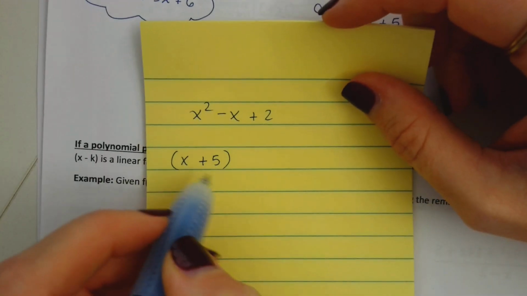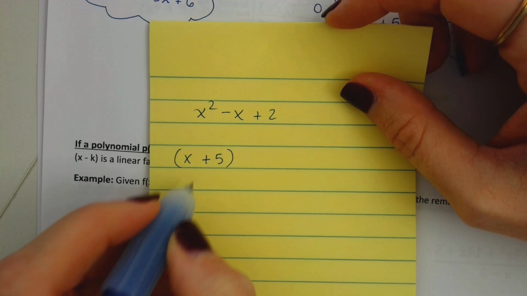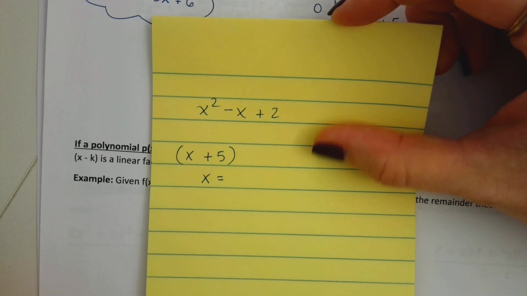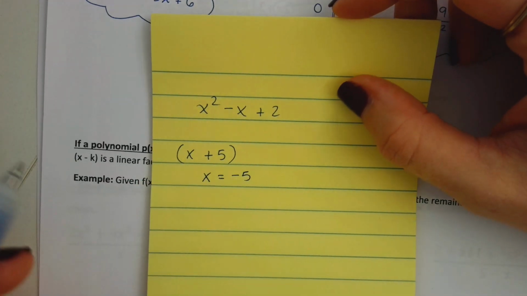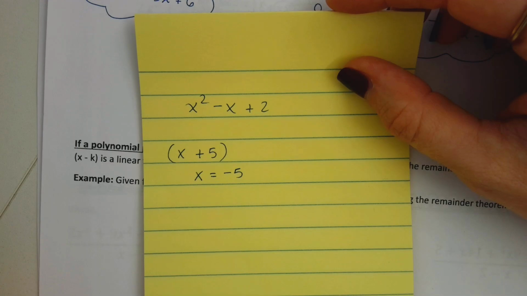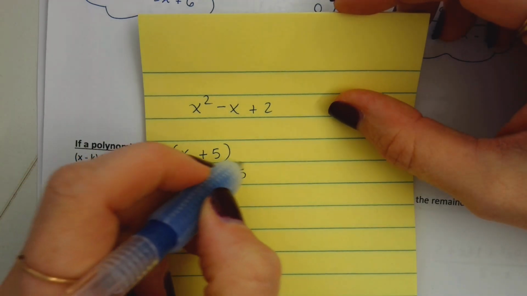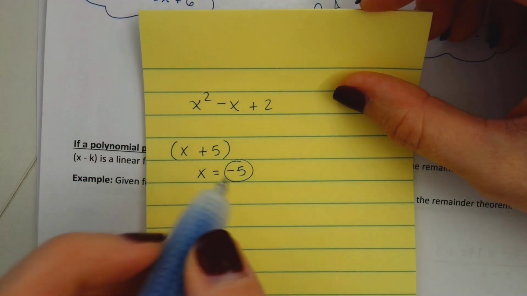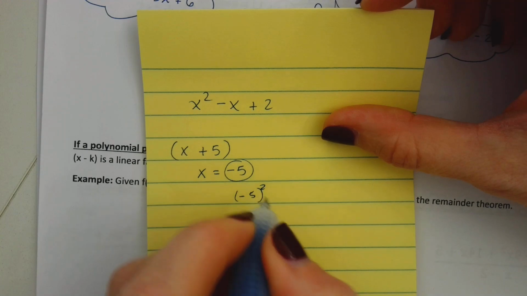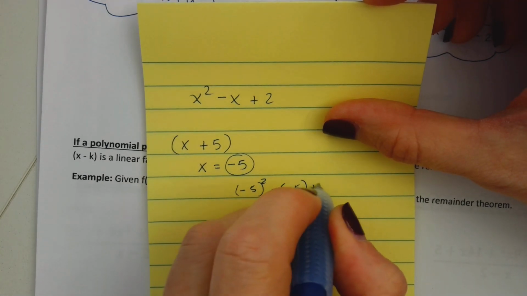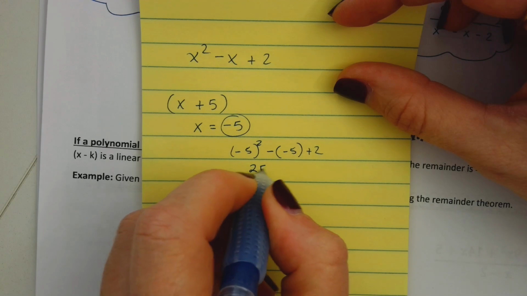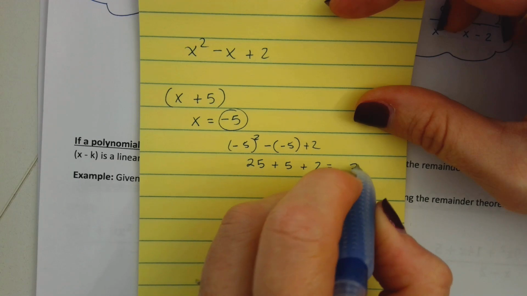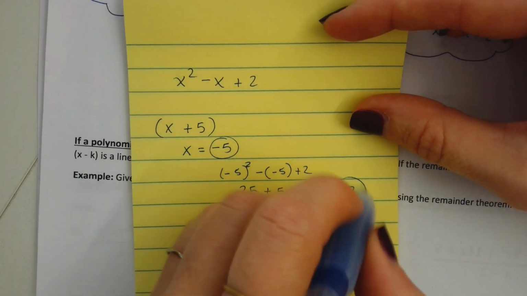Okay? It's saying that if you take the solution to this little factor, so if you took this factor, set it equal to 0, and solved it, what would be its solution? X equals -5. So it's saying that the remainder that you would get if you actually did the long division is the same number that you would get if you just take this -5 and plug it into the formula. So if you take this -5 and plug it in here, we would get -5 squared minus -5 plus 2, which would be 25 plus 5 plus 2, which is 32. So if we actually did the long division, our remainder would be 32.